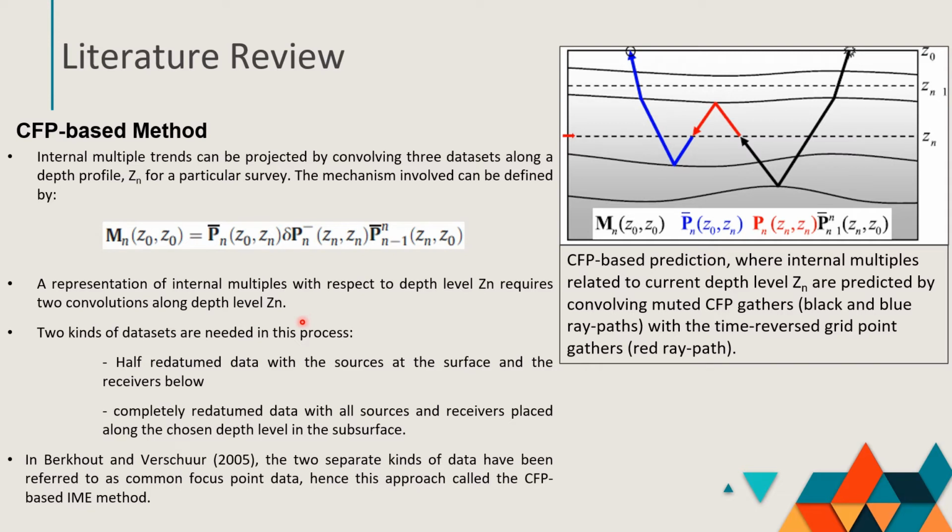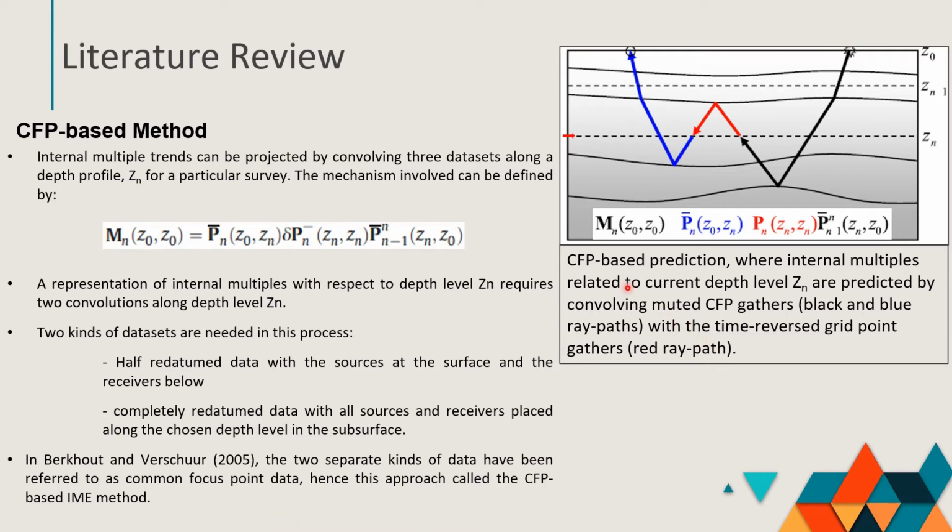And for this equation, two kinds of datasets are needed. The first one is half redatumed data with the source at the surface and the receiver below, and the second one is completely redatumed data with all sources and receivers placed along the chosen depth level in the subsurface. In 2005, Berkhout and Verschuur showed the two separate kinds of data have been referred to as common focus point data, hence this approach is called the CFP-based IME method, or common focus point based internal multiple elimination method.